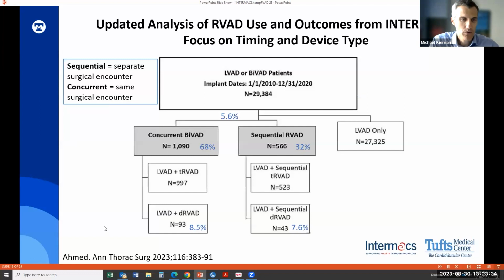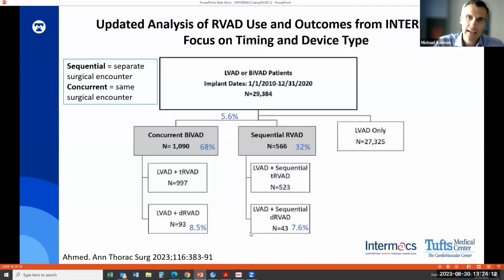Okay, so Mustafa Ahmed, who runs the program down at the University of Florida, has brought us up to speed with the most contemporary analysis of RVAD use in INTERMACS. That's what we'll spend the remainder of our time looking at, where we stand today. Just to repeat what the definitions are: sequential means a separate surgical encounter. So a patient went to the OR, received an isolated LVAD, and then at some second procedure, they came out of the OR and went back. That would be sequential. And concurrent occurred during the same surgical encounter.